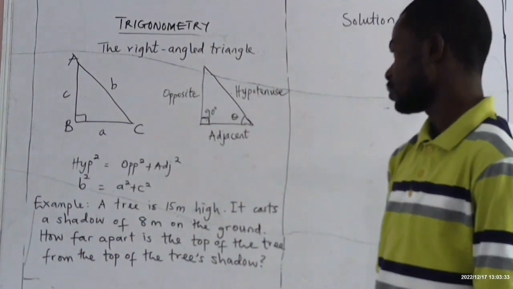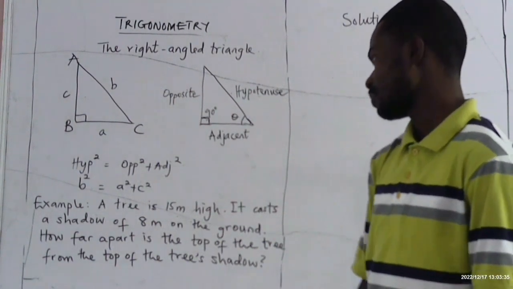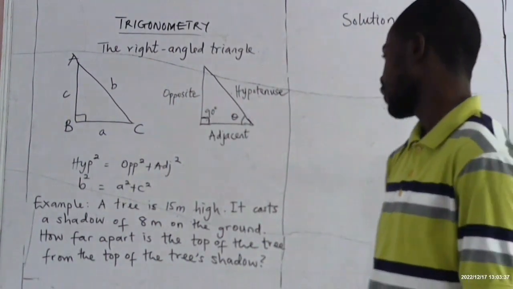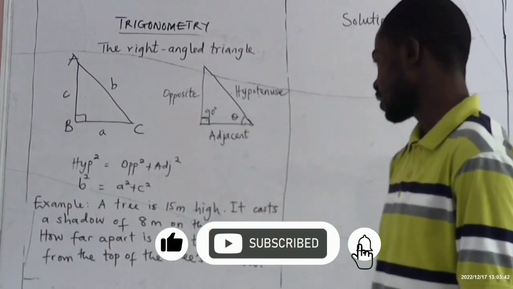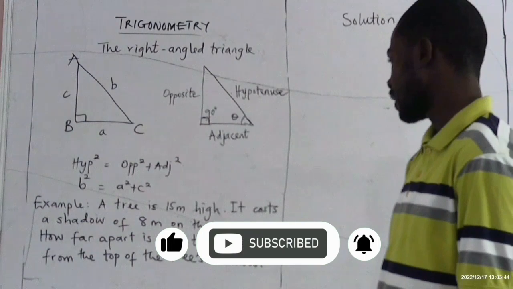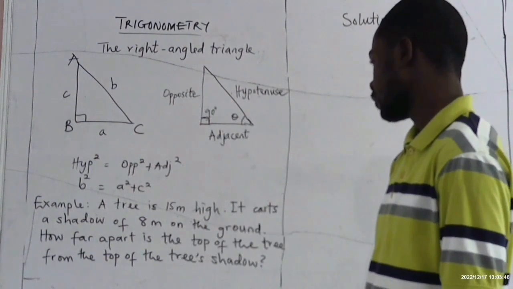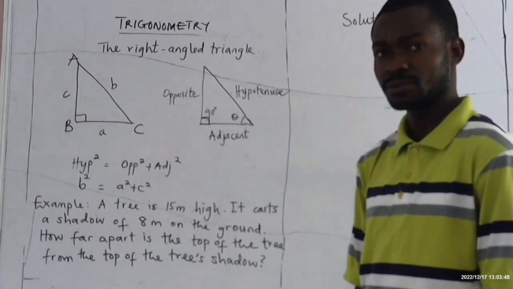That's that. So always remember that. Now we have an example. A tree is 50 meters high. It casts a shadow of 8 meters on the ground. How far apart is the top of the tree from the top of the tree's shadow?